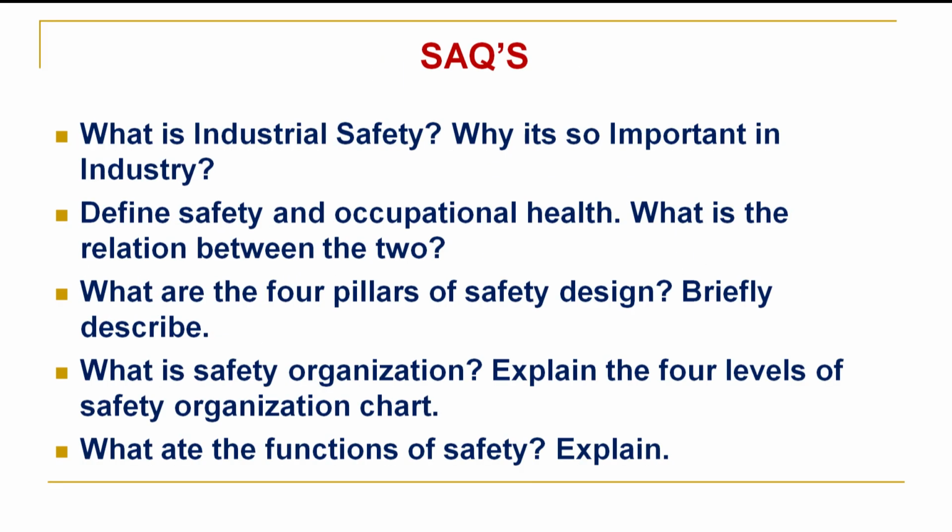These are important questions in unit 1, such as what is industrial safety, why it is so important in industry, and define safety and occupational health. What is the relation between these two, and what are the 4 pillars of safety design? Briefly describe the function of each pillar. What is the safety organization? Explain the 4 levels of safety organization with a suitable flow chart.